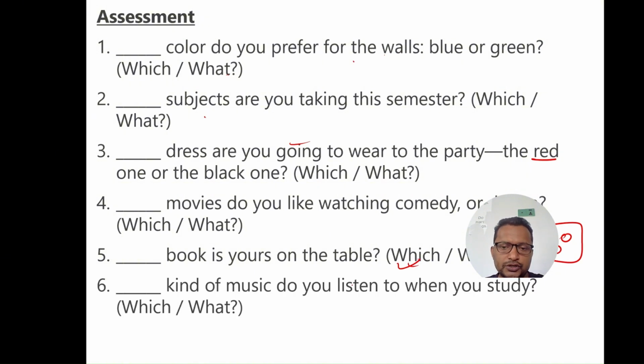What kind of music do you listen to when you study? Which or what? What, because we don't know. We are not given any options to choose the music from, right? That's your what. I hope it is clear.